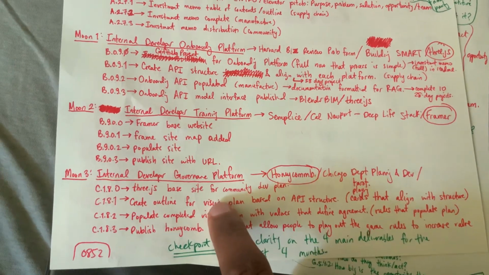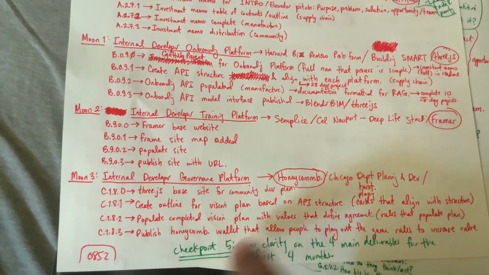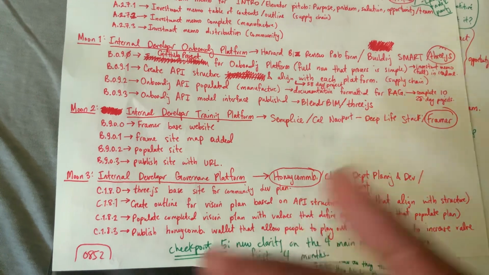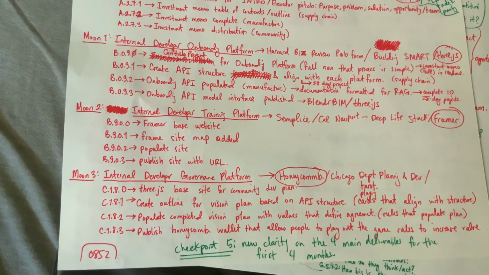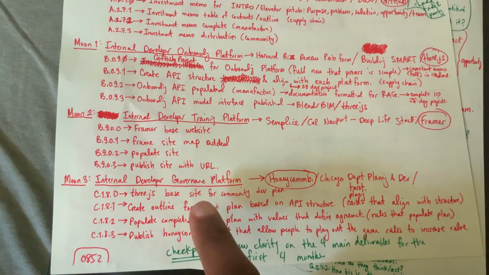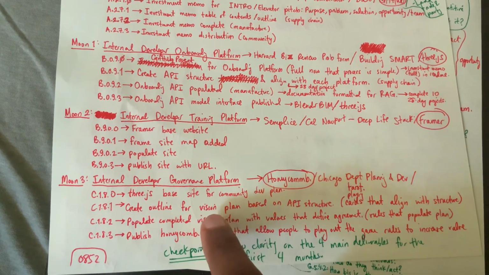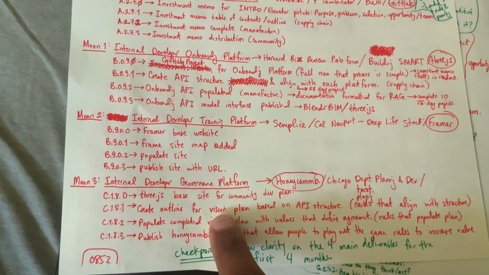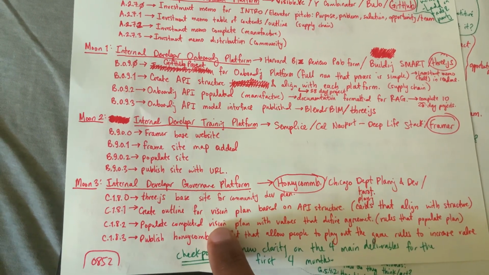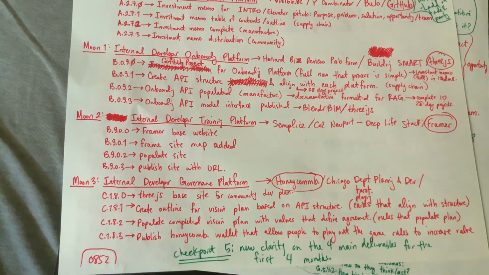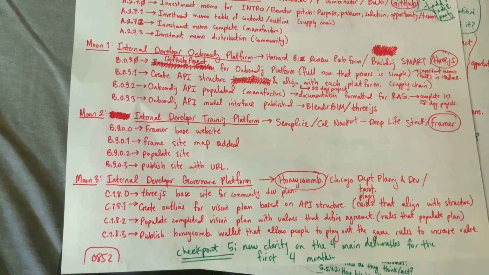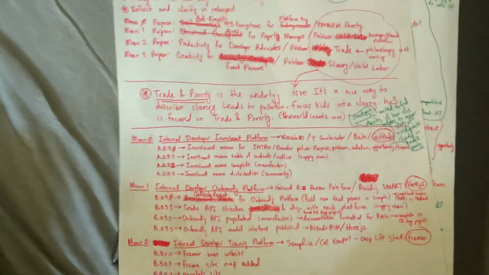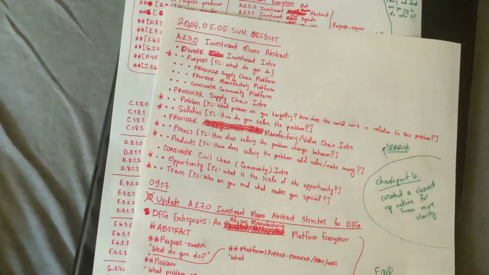And then what I'll be doing next month, we're going to be using the Chicago Department of Planning and Development. Everything that they're using for citywide planning, we're going to be adapting that to platforms. So we're going to be creating the base community development plan, outlining the vision plan based on the API structure, populating that vision plan, and then publishing the Honeycomb wallet. And that's going to be like a community space. So this really gives real clarity on the first 4 months that we're working through.